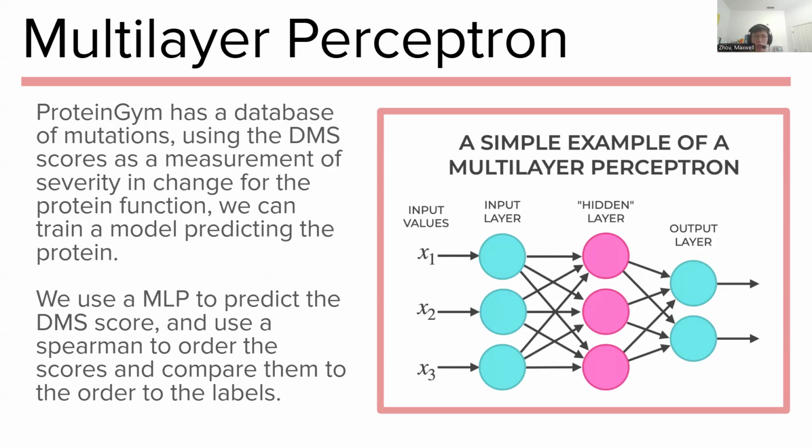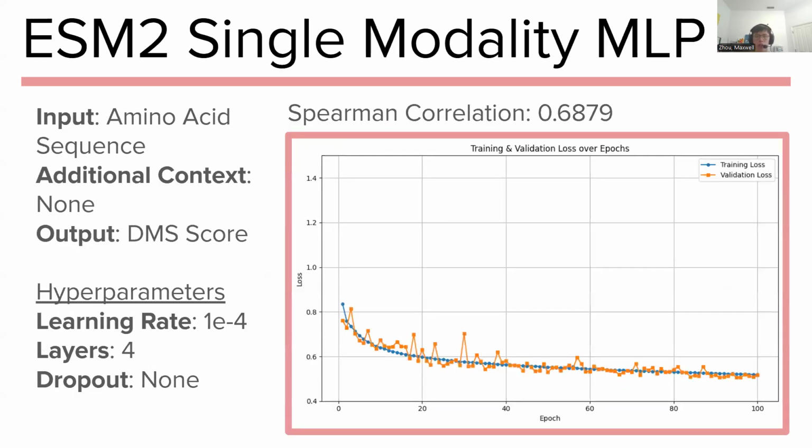We began with just the ESM2 model as a single modality multi-layer perceptron. We had the amino acid sequence as our singular input, and the output was the DMS score. We tweaked the hyperparameters to find the best and most accurate model.